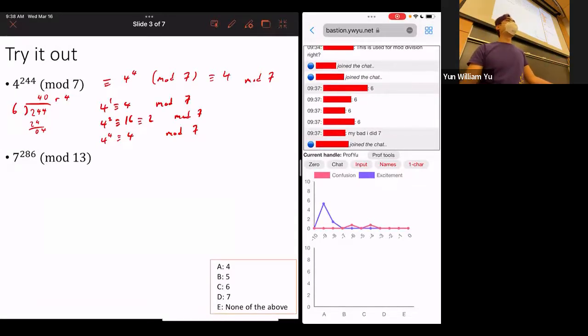And if you're ever confused about which one you're doing, basically when you're using Fermat's little theorem, you're dividing by P minus 1. When you're doing just ordinary modular arithmetic, then you're dividing by P. So when you're dividing the power, the exponent, then you're dividing by P minus 1.